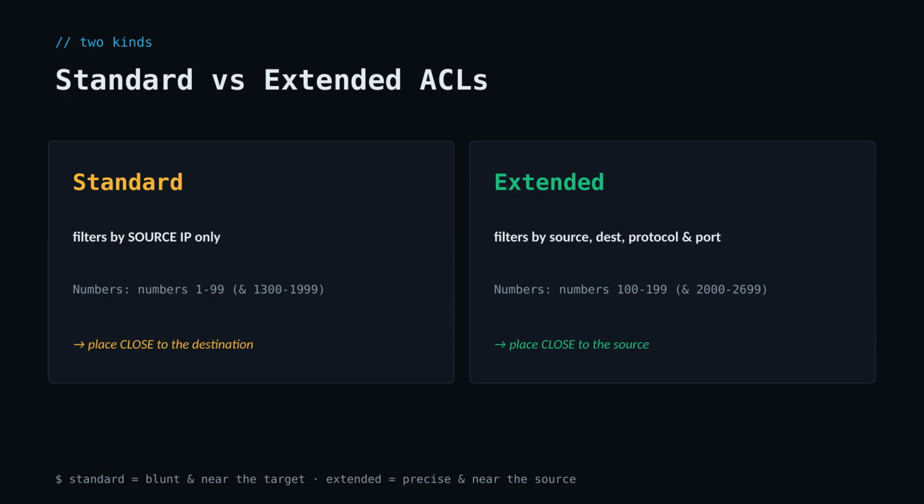An extended ACL is the surgical tool. It filters on source, destination, protocol, and port using ranges 100 to 199 or 2000 to 2699. Since it's precise, you put it close to the source and drop unwanted traffic before it ever burns bandwidth.